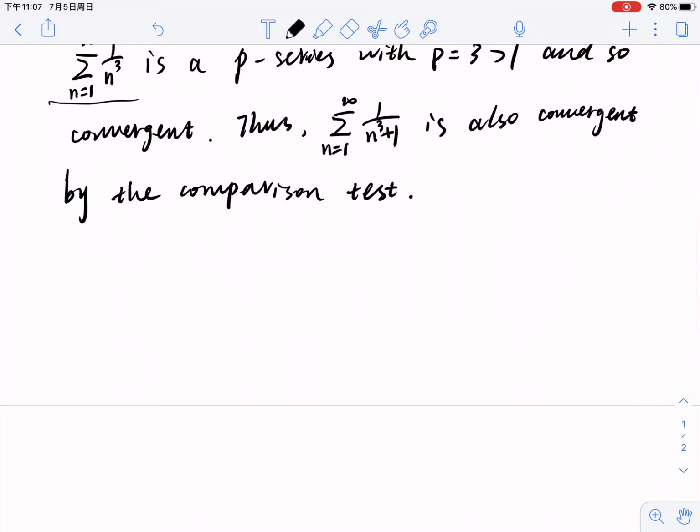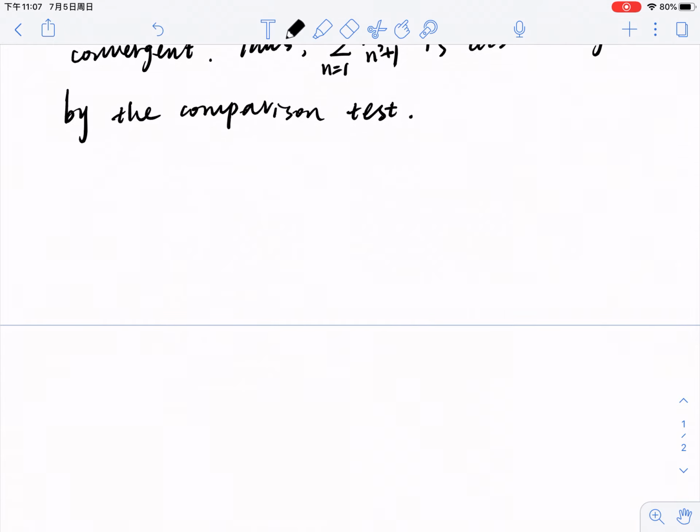Next we introduce another test. It's called the limit comparison test. It also can be used to confirm a prediction of convergence or divergence.